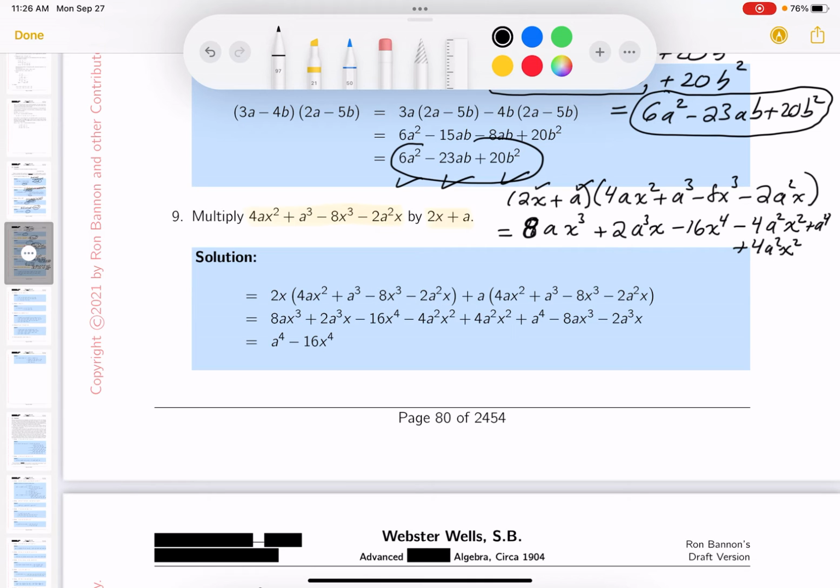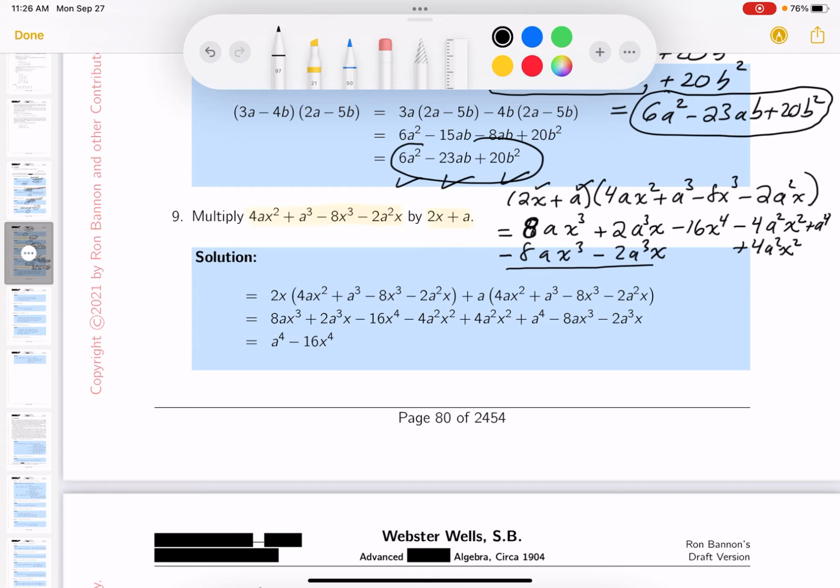And again, someone says I lost track of what you were doing. Well, I did the a times the 4a x squared. I got that. And I did the a times the a cubed. Now I'm doing a times the minus 8 x cubed. What would you get? Minus 8a x cubed. And last but not least, you're going to do the a times minus 2a squared, which is going to be minus 2a cubed x.